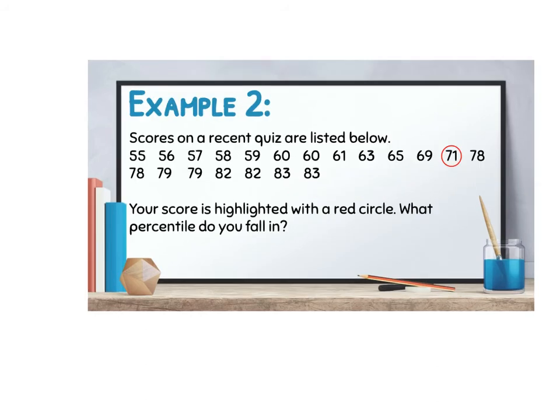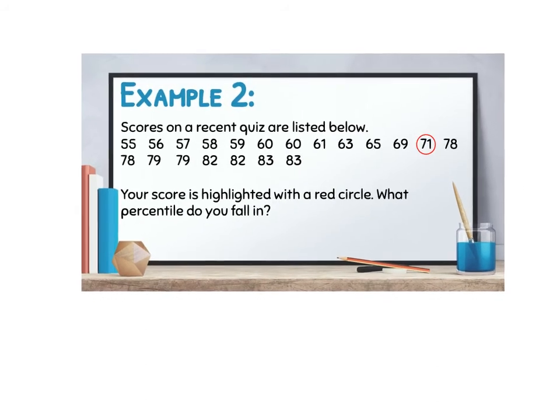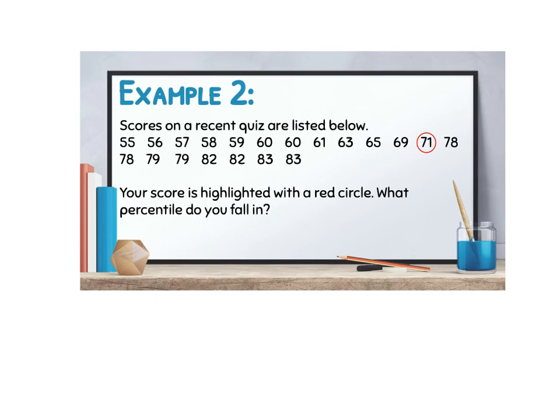Finding a percentile rank is not hard. What you need to do is have an ordered list of the values. So that's very important. Okay, you have to have a list that's in order. And these values right here are in order. It says scores on a recent quiz are listed below. Your score is highlighted with the red circle. You got a 71. What percentile do you fall into?